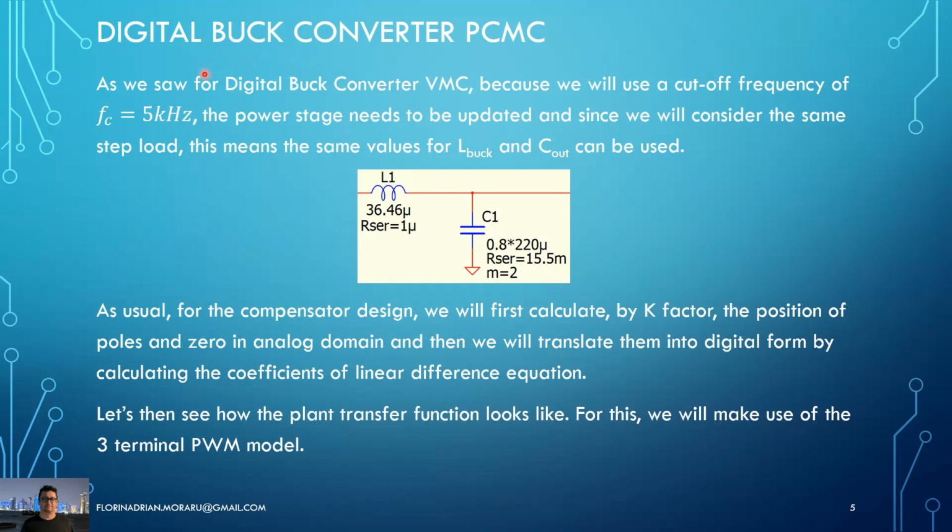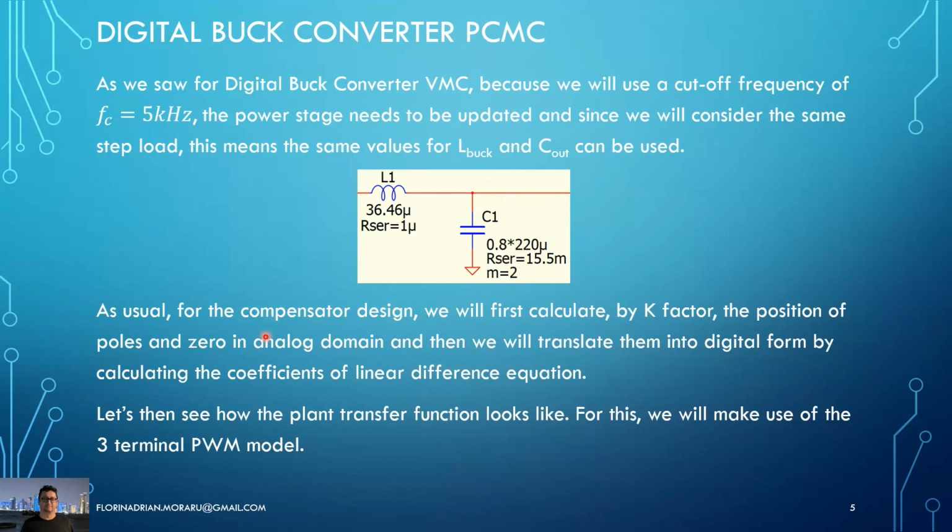So for our digital peak current mode control, we will target the same 5 kilohertz cutoff frequency, and because we are going to have in the end the same transients at the output, that means we can use the same power stage as we calculated for the digital buck converter with voltage mode control case. So the inductance will have the same value, and especially the output capacitance we will use the same.